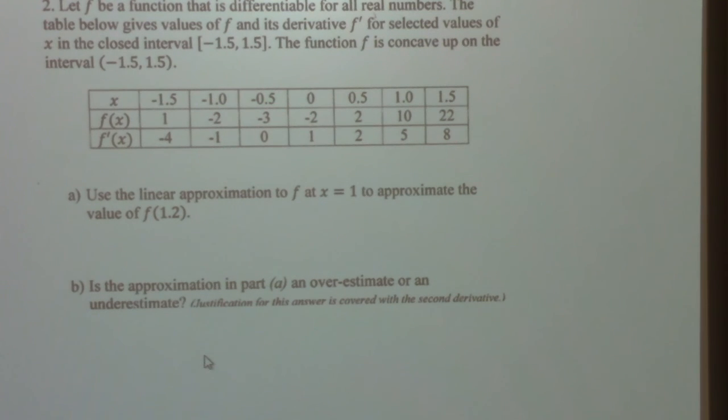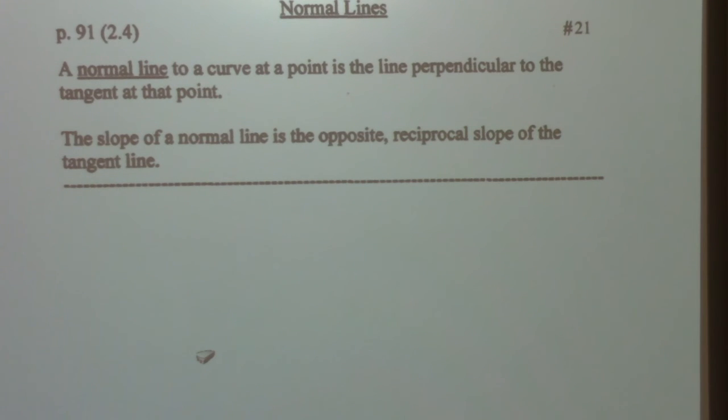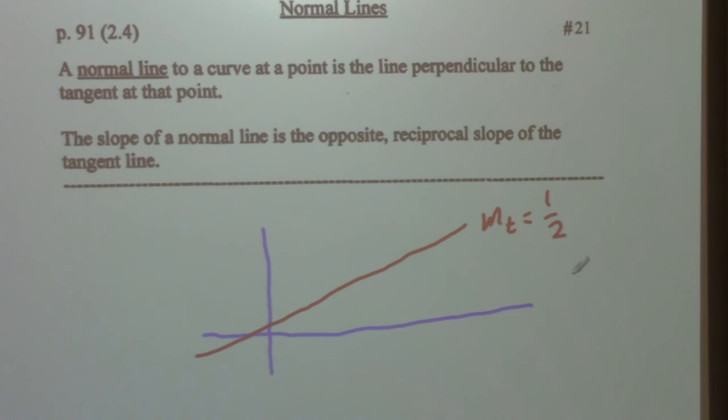Now we're getting into our next note card, our next packet, which is normal lines. A normal line to a curve at a point is a line perpendicular to the tangent line at that point. So we're looking for the opposite reciprocal slope. If we have a line whose slope is 1/2, then for a normal line, m sub n is going to be -2. These are negative reciprocals of each other. Otherwise it's very much the same as when we worked on tangent lines.